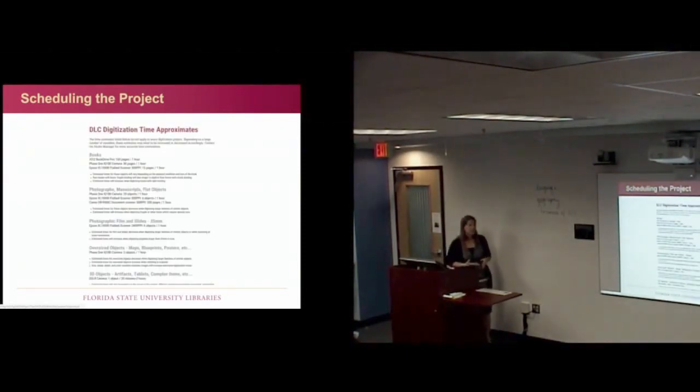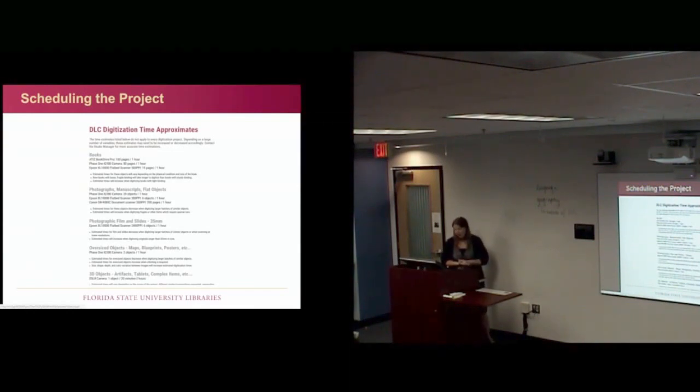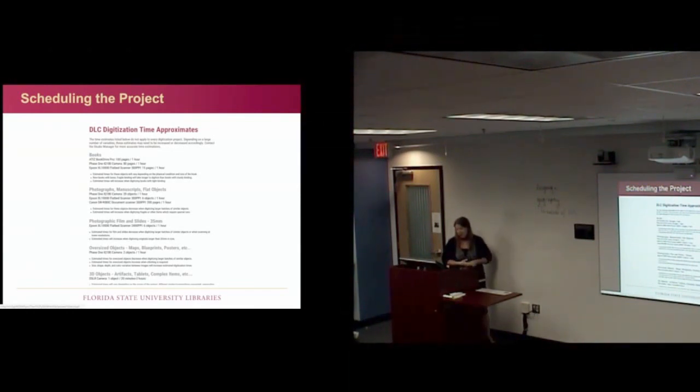So this is a screenshot of our digitization time approximants that we maintain in the DLC. My studio manager updates this on a yearly basis, and this allows me to estimate just how long it will take them to do certain materials on certain kinds of equipment. So if I know I have 300 books, and that's 10,000 pages, I can look and see how long each book would take on the 3 different apparatus we do books on, and figure out which one fits this project best, and how many hours we're actually talking about doing the project on that piece of equipment.